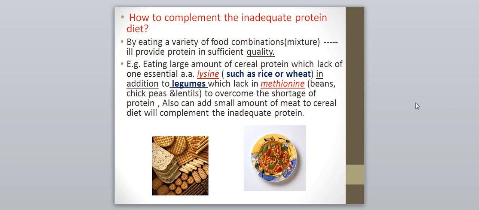And sometimes to overcome the shortage of protein, we may also add a small amount of meat to the cereals diet, also to complement the inadequate protein intake.